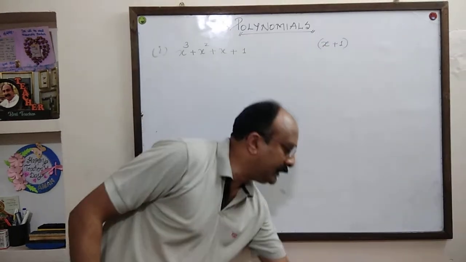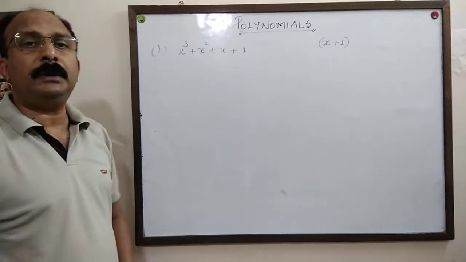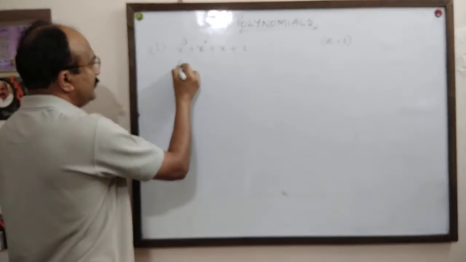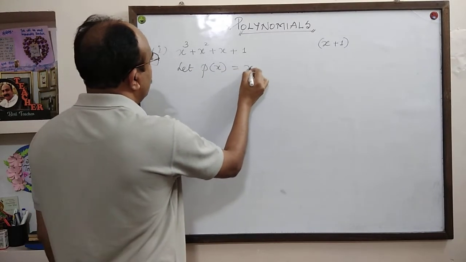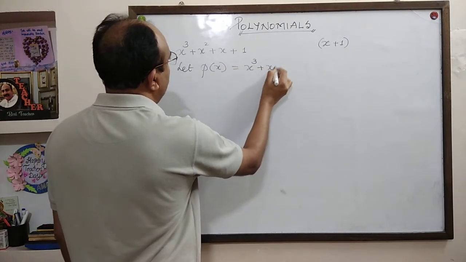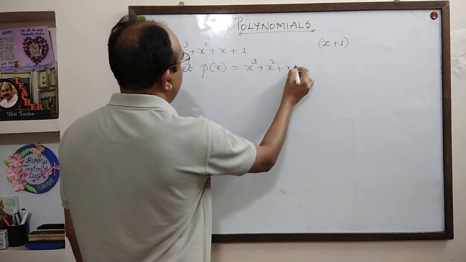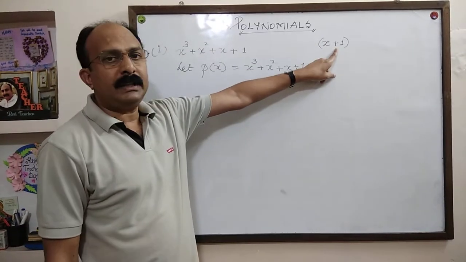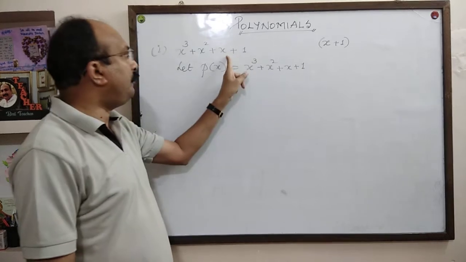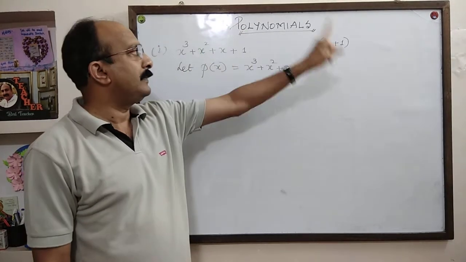Whether x plus 1 is a factor of this polynomial or not. So the first step, let the given polynomial be p(x). So let p(x) equal to x cube plus x square plus x plus 1. Now you just remember, in order to check whether x plus 1 is a factor of p(x), apply factor theorem.